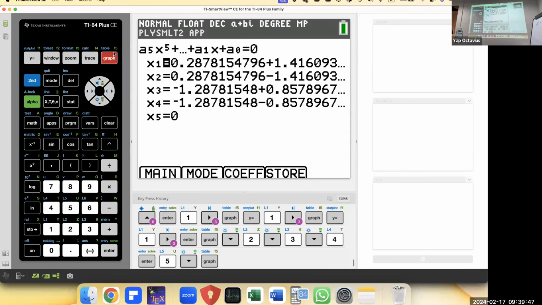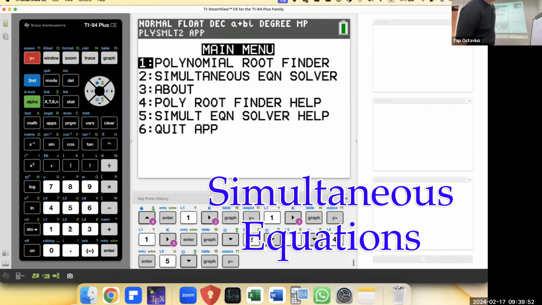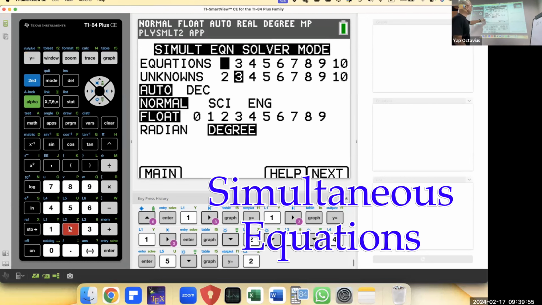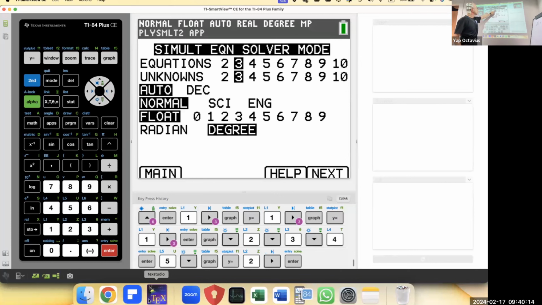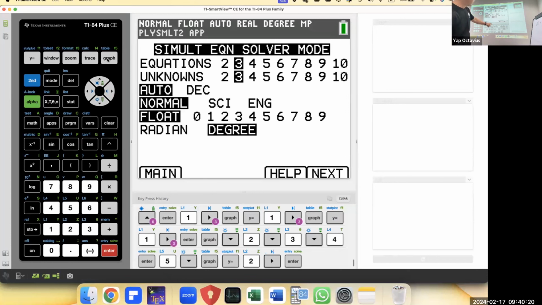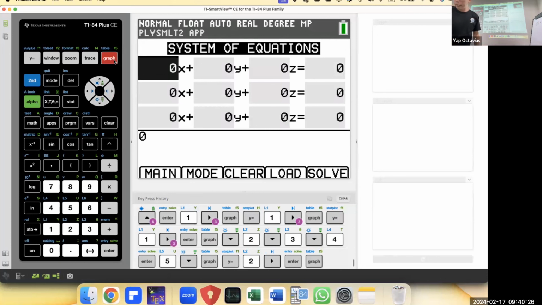You got one more thing to solve, simultaneous equation. So go back to main again, then go to 2. The one in your syllabus is 3 equations, 3 unknowns. Sometimes it's 2 equations, 3 unknowns, sometimes 3 equations, 3 unknowns. The starting point for you is 3 equations, 3 unknowns. So go to this, then you enter first. Select the 3, let it blink first. Then go to next. Press the graph to activate the next button. Then you key in the equation there.